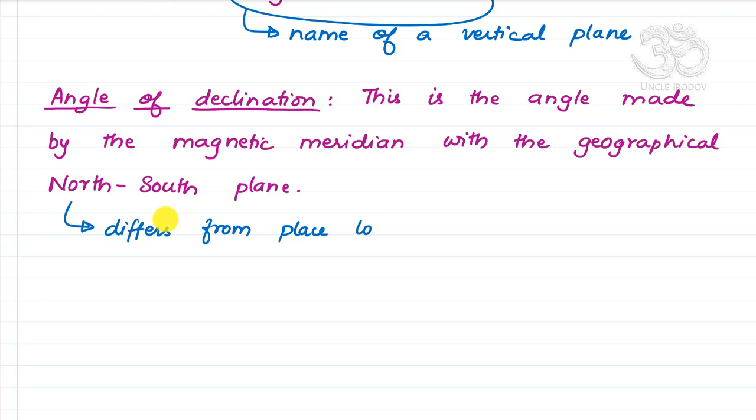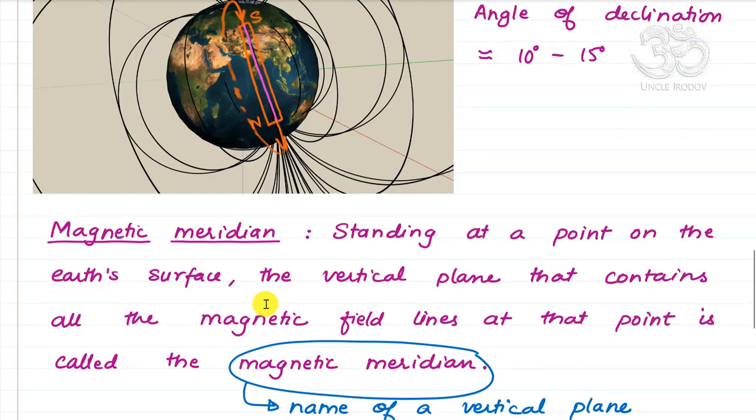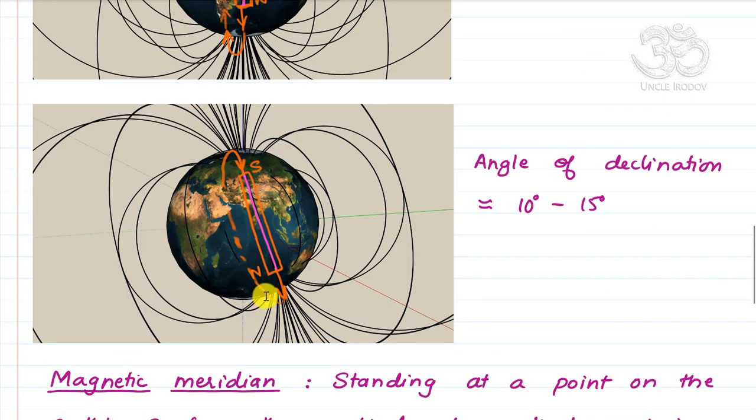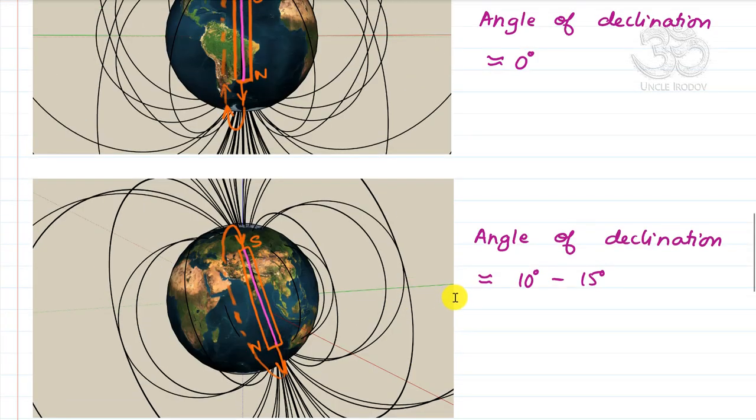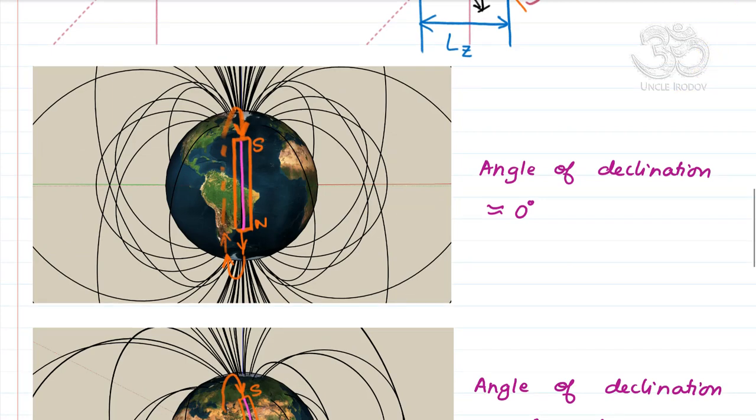And before finishing this angle of declination part, I will just mention that it is very important for navigators to know the angle of declination at a certain place. You cannot just rely on a compass, and now you have understood why you can't really rely on a compass. So the idea is very simple. Let me take you back to that animation for a moment.